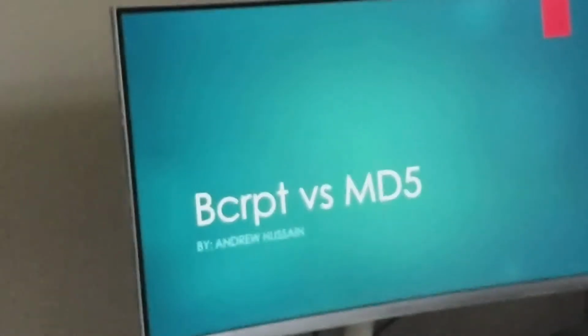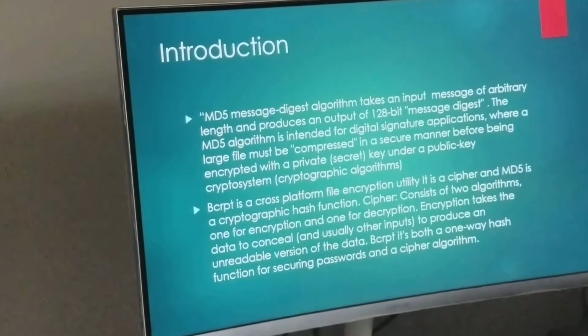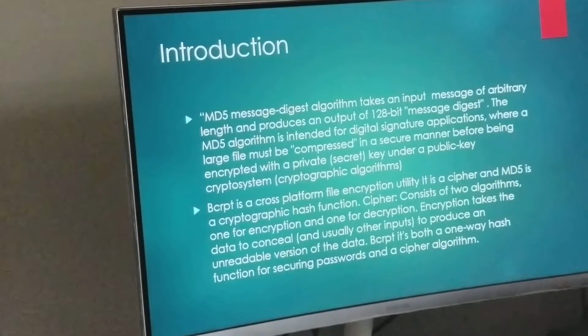Okay, I did Bcrypt versus Md5. The Md5 message digest algorithm takes an input message of arbitrary length and produces an output of a 128-bit message digest. The Md5 algorithm is intended for digital signature applications where a large file must be compressed in a secure manner before being encrypted with a private or secret key under a public key crypto system, which is cryptographic algorithms.